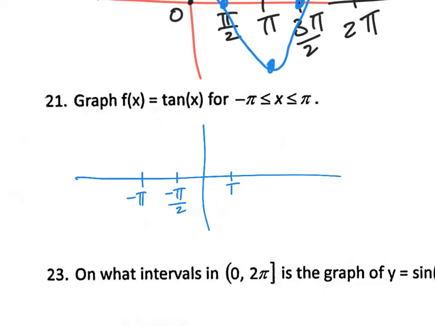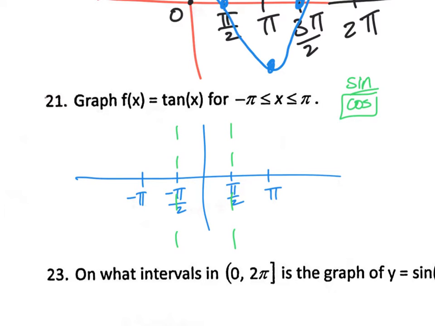If this is pi over 2, that's going to be pi. So remember, tangent is sine over cosine. So the asymptote is whatever makes the cosine 0. Cosine of pi over 2 is 0. So I'm going to have vertical asymptotes at the pi over 2 plus k pi family. So these are my asymptotes.